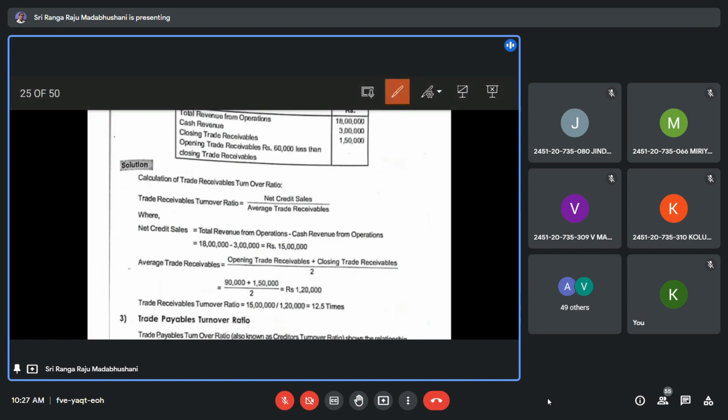So total revenue, cash revenue, so net revenue; closing 90 plus 150. How do we arrive at 90? We know it is 60% less. So 150 minus 60. So 1 lakh 20. 15 lakhs by 1 lakh 20, 12.5 times. Very good. So the performance of the firm is more efficient in selling their product. So 12 times they sold and realized the money. So by this we completed the receivable turnover ratio. Up to receivable turnover ratio we completed.